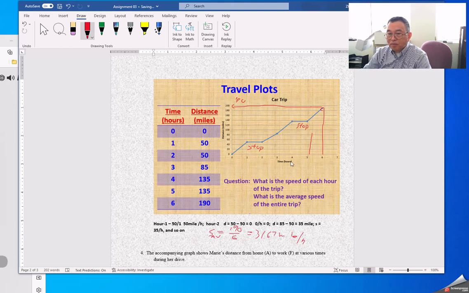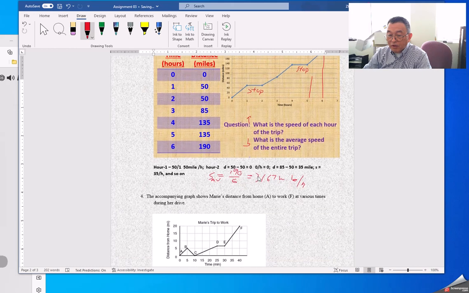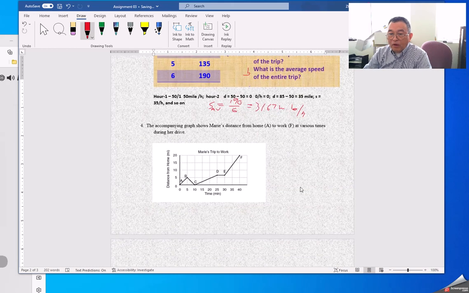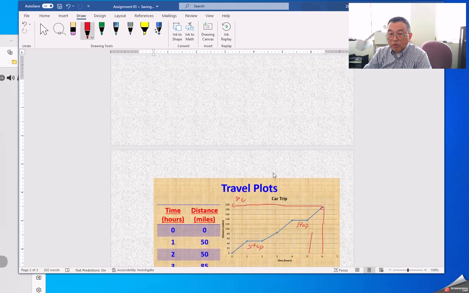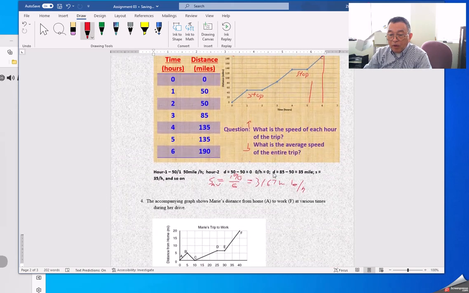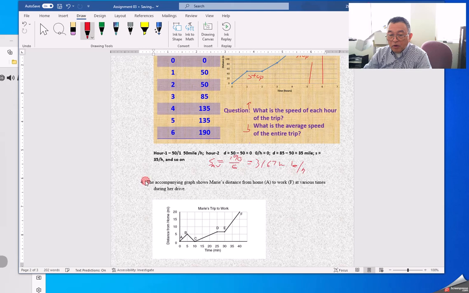So that's the second question. Hopefully you finish everything. Remember, there are 2 questions. This first question is part A, the second question is part B. So write nicely, submit today. Okay, the last question. Actually, I only have 3. This should be number 3, not number 4.